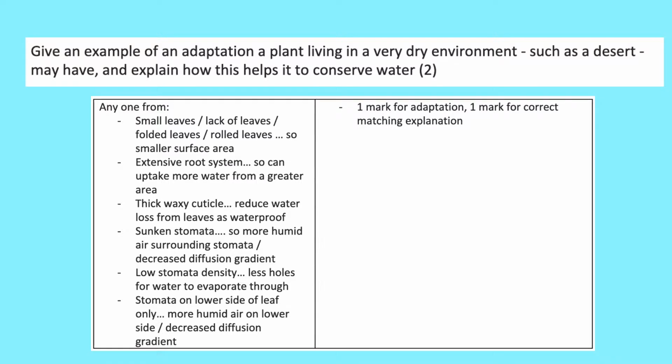You can also have stomata on the lower side of the leaf only. This means that it's more humid, and it also means that they're generally slightly colder on the lower side of the leaf as they're not in the sun. This therefore means that there's a decreased diffusion gradient, and it also means that water is less likely to evaporate because it's cooler and shadier.